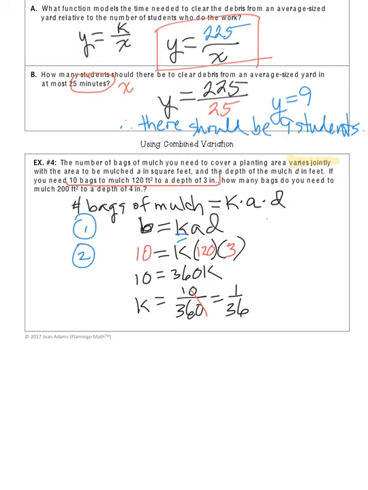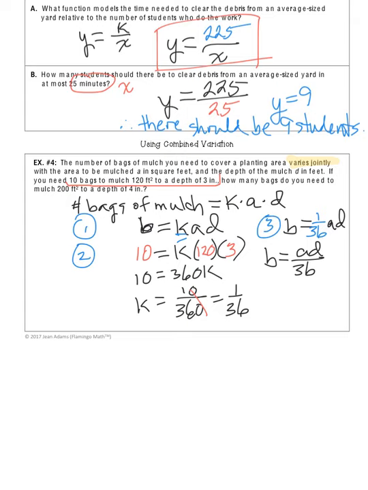So then step 3, I'm going to rewrite my general formula, and this part is important. So I've got B equals, instead of K, I have 1/36, and then I have times AD. So technically the AD is in the numerator. So if you want to, you could rewrite that. So it's B equals A times D over 36. I would accept either one of those as your general formula. So then follows this. They give you a partial triple ordered pair. How many bags do you need? So we're not going to know B. To mulch 200 square feet, so that's going to go in for A, to a depth of 4 inches, that's going to go in for D.